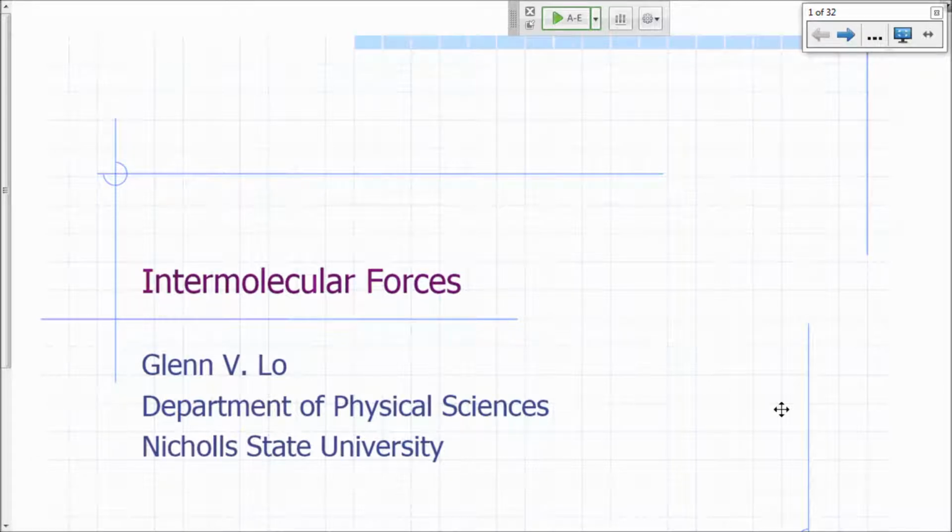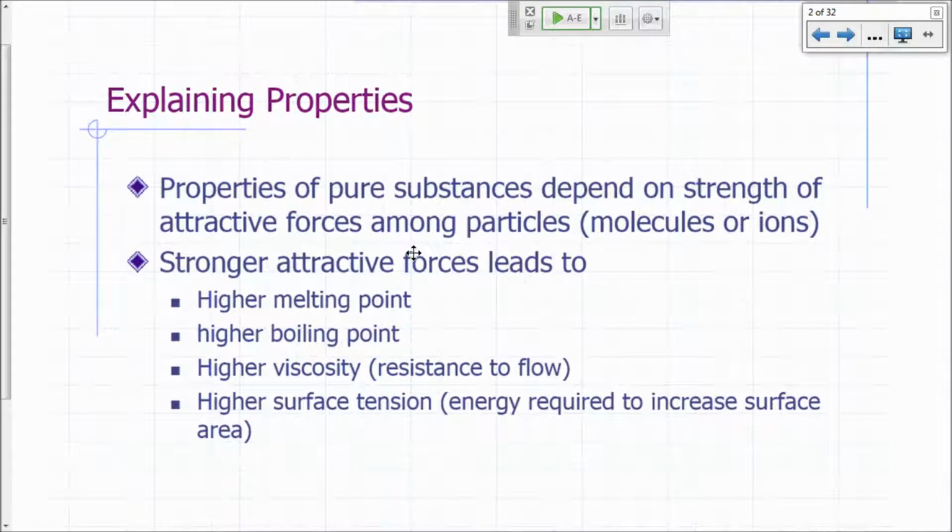Right, so intermolecular forces. Intermolecular forces refers to the forces due to interactions of molecules, and the reason we're interested in those is that they're useful for explaining properties of substances. The properties of substances pretty much depend on the strength of the attractive forces among the particles that make up your substance, like the molecules.